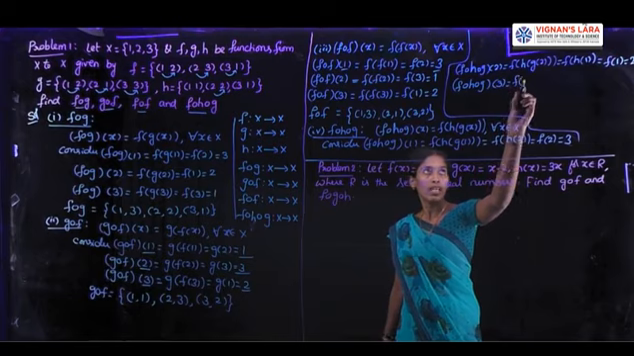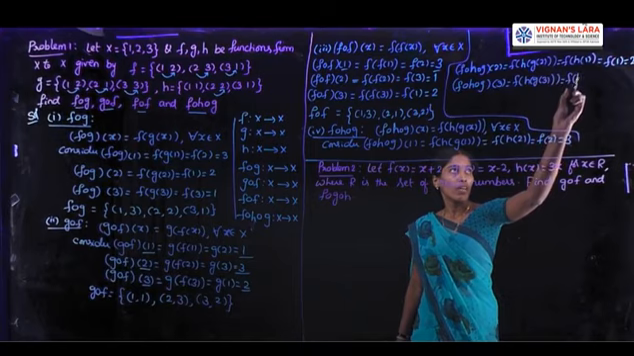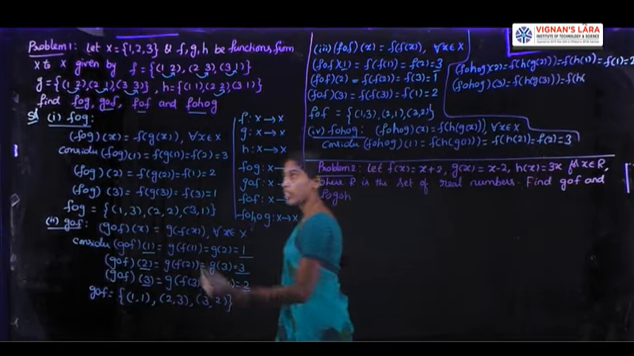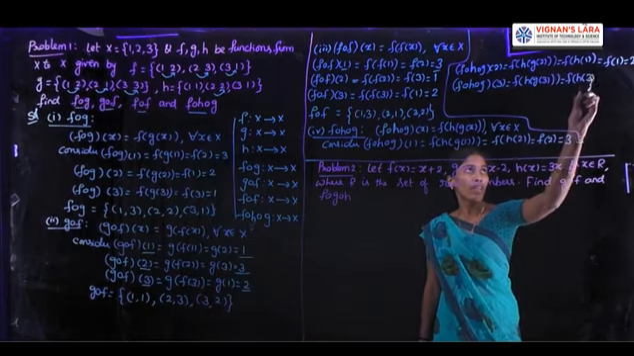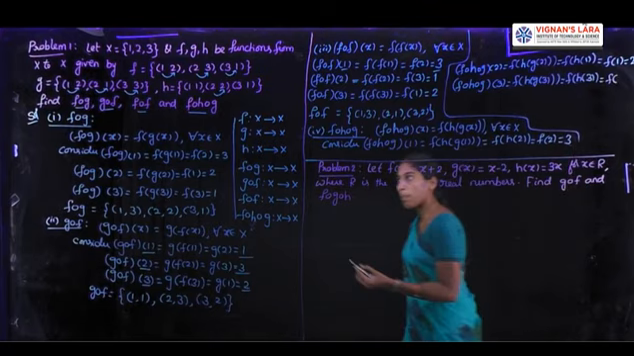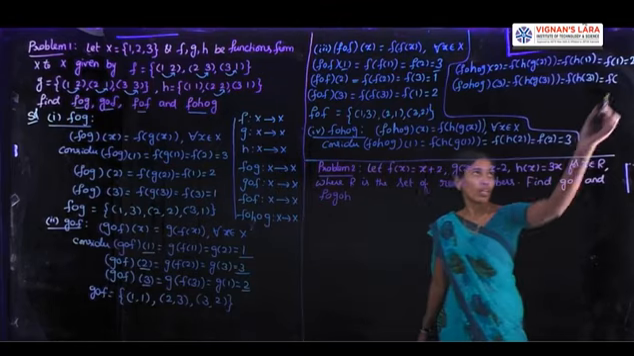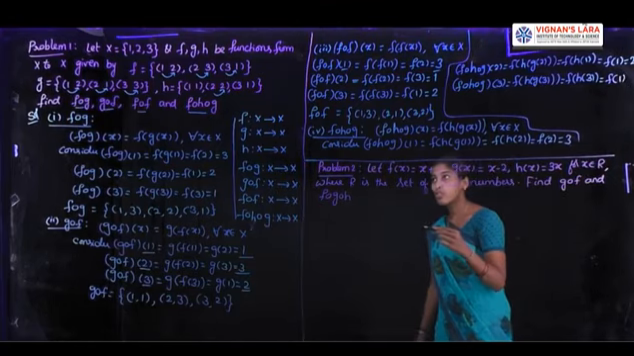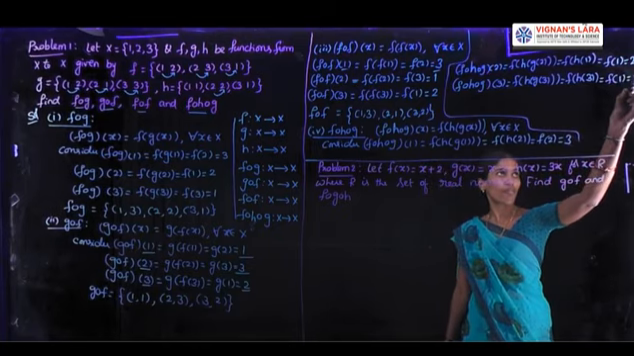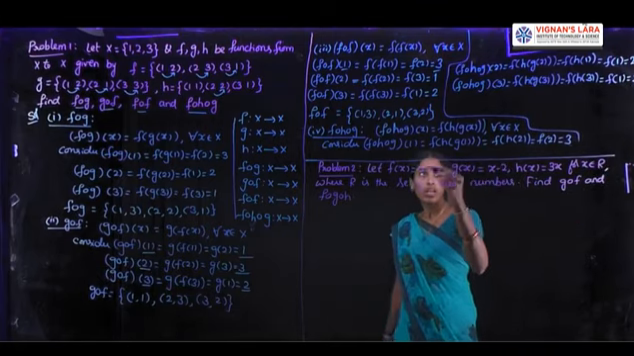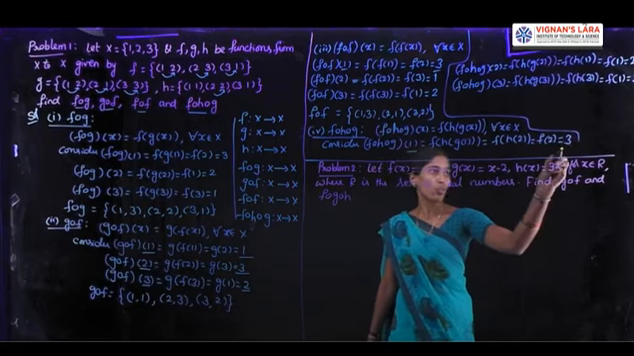Consider f of h of g of 3. What is g of 3? In the mapping G, 3 is mapped to the same 3. So f of h of 3. In the mapping H, 3 is mapped to 1. So f of h of 3 is f of 1. F of 1 value is 2. Right? Now F circle H circle G of 1. 1 is mapped to which element? 3.